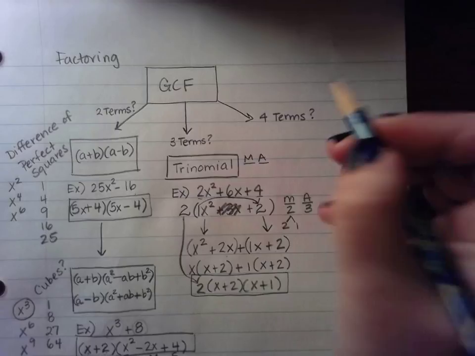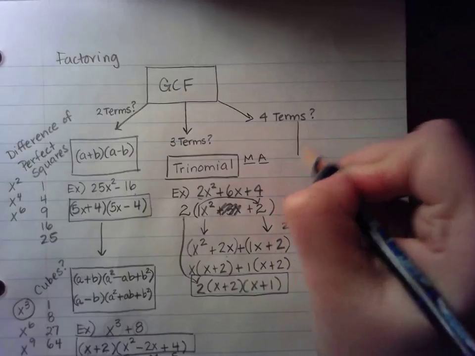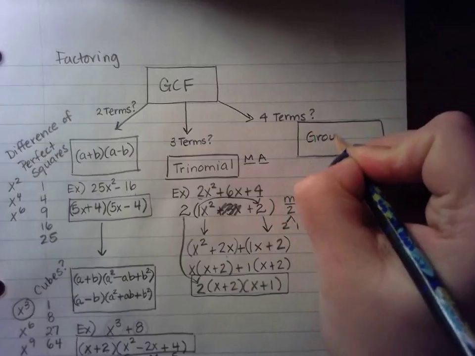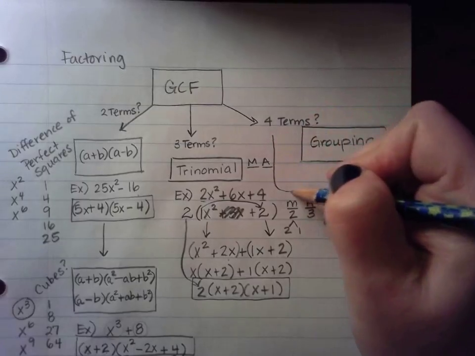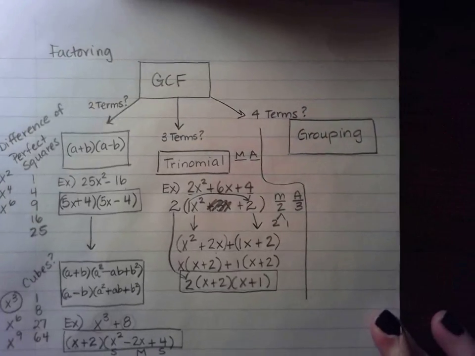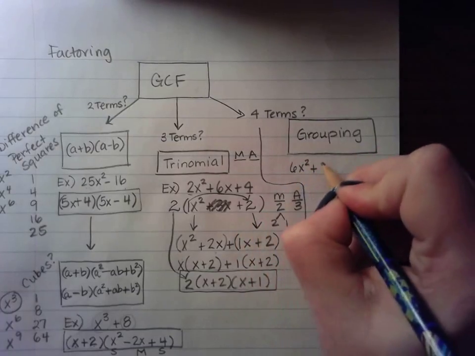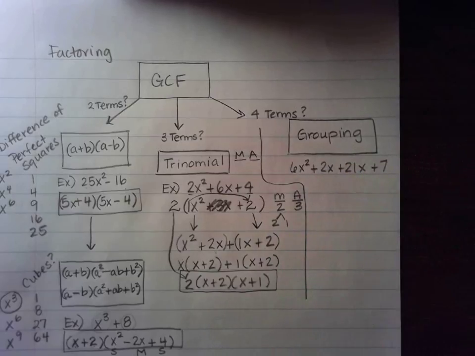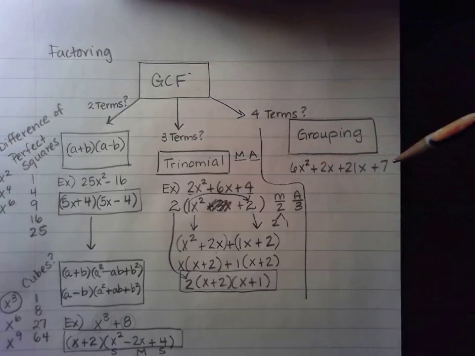Now we can do one more type, which we kind of did down here, but I'll do another example for you. If you have 4 terms from the very beginning, we can do a type of factoring called grouping. And we just finished this last one up with grouping, but let's do one more example just so that we have one. Okay, and how about I give you this: 6x squared plus 2x plus 21x plus 7. So you have 4 terms. We should check for a GCF first, and then after that go ahead and do our grouping.